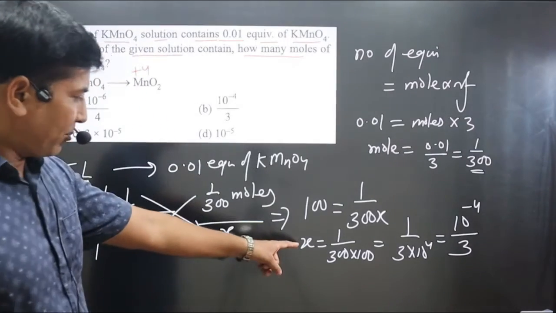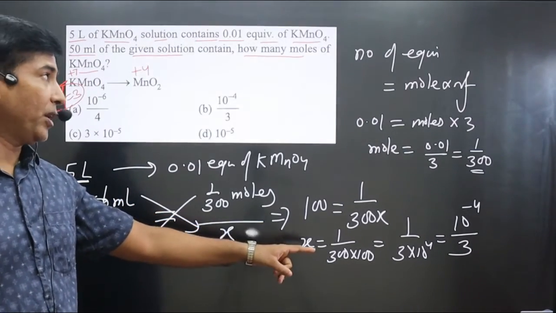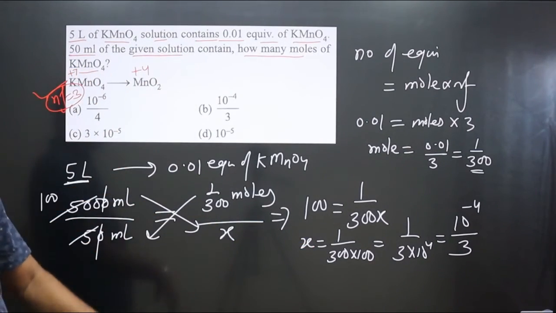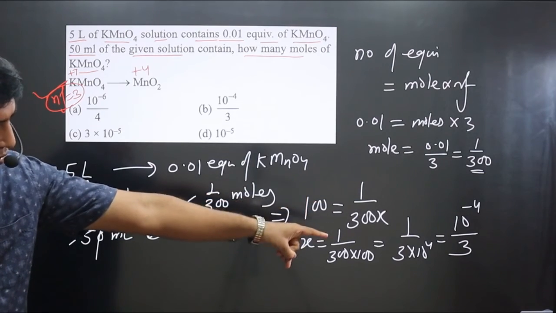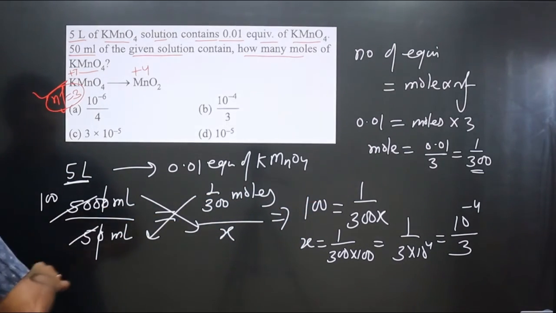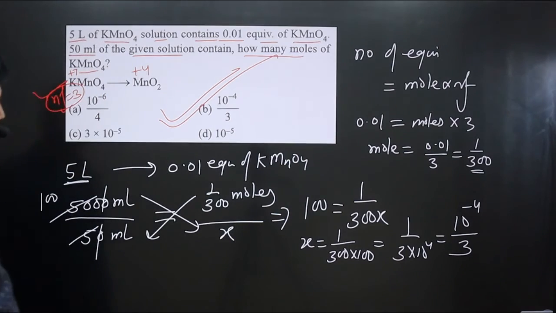So the number of moles of KMnO4 present in 50 ml of the solution is 10 to power minus 4 divided by 3. Among the options you can see, option B is correct. Very good question.